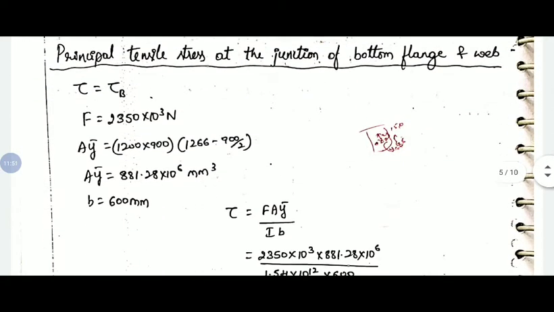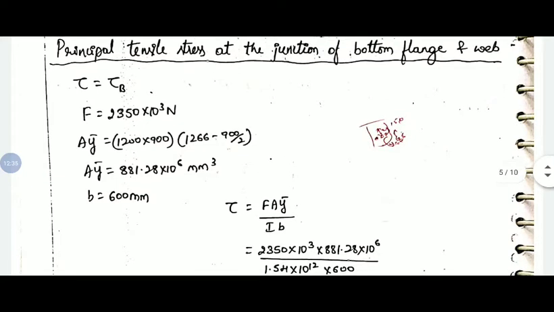So next, in a similar way, the principal tensile stress at the junction of the web and bottom flange. So tau equals tau, F equals the given value. Here we are considering the area of the bottom flange only, which means we are calculating at the junction of web and flange, so we are considering with respect to the bottom flange only.